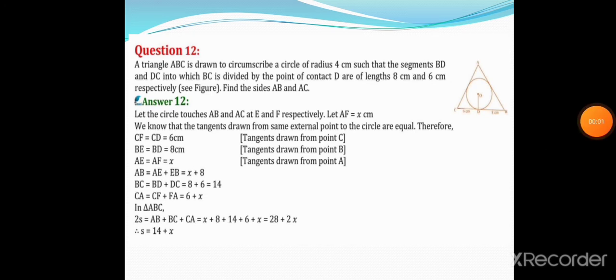Let me see question number 12. ABC is a triangle drawn to circumscribe a circle of radius 4 centimeter, such that the segments BD and DC, into which BC is divided by the point of contact D, are of length 8 centimeter and 6 centimeter. Find the sides AB and AC. We have to find out the sides AB and AC.